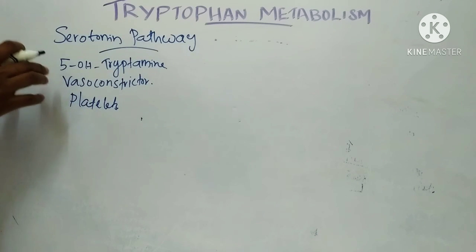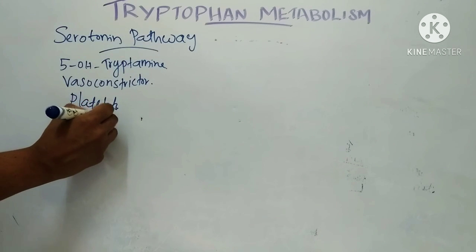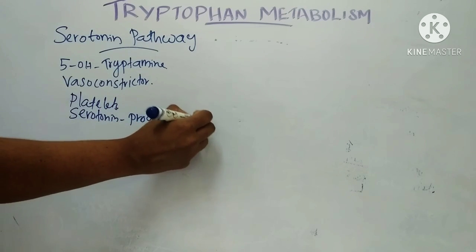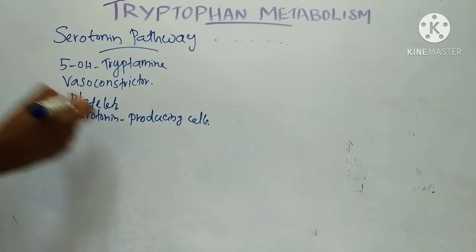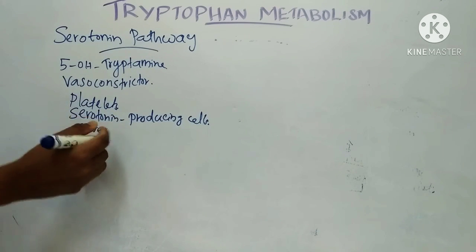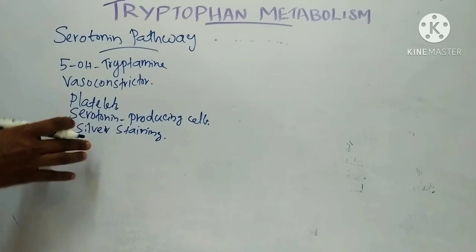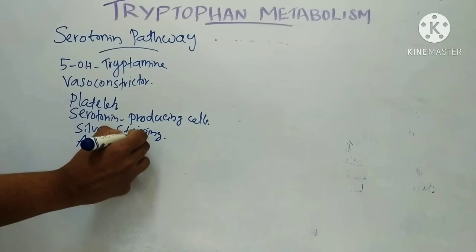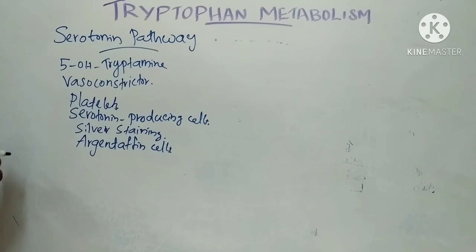Then this serotonin is produced by serotonin producing cells. These serotonin producing cells can take up silver staining. So these are called Argentaffin cells.